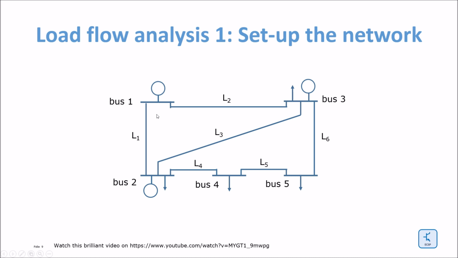Then we have generators. These are symbols for generators. And then we have loads. The arrows are symbols for loads only. For each one of the generators, we fix the target real power and the target reactive power. We do that for all the generators, and we do the same thing for the loads: the target load power, real power, and reactive power.